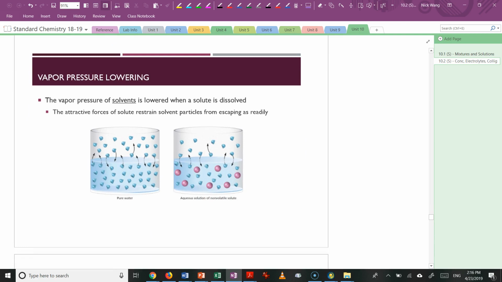So one of the things that we should know here is that anytime you have particles that are dissolved into a solution, the overall effect is that the vapor pressure of the liquid is lowered. Right? So it's always going to decrease. And basically what that means is that your solvent can't escape as much because you have particles dissolved in it.